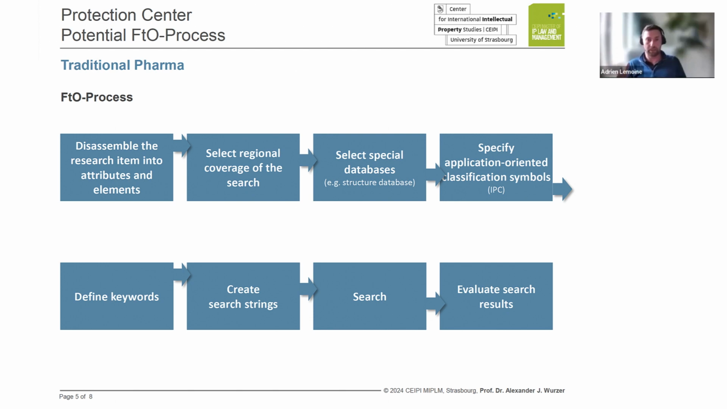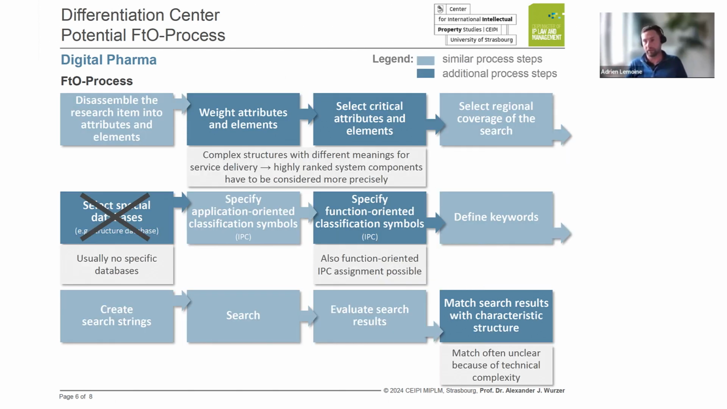And now Daria will explain to you the digital pharma and the Differentiation Center. I let the floor to Daria. Thank you, Adrien. So in this plot, we see the further development of the FTO analysis, now for the digital pharma. You can see in the darker shade of blue the additional process steps that are added to the traditional flow chart of the FTO analysis.